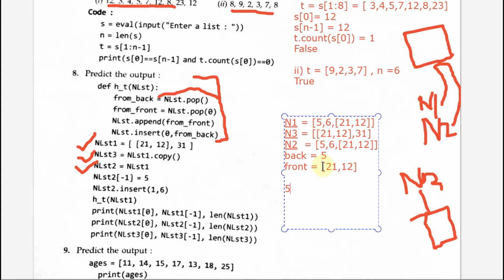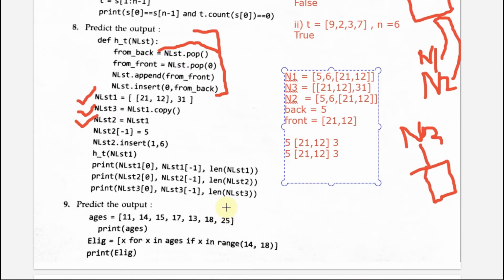5 will be printed, and with a space. A comma will not be there, because if a comma is there, you have to leave a space. NLST of -1 will be 21, 12. And again leaving a space, the length of the list 1 is going to be 3. Now the N2 list. N2 list will be having the same set of values, no change at all, 5, 21, 12, and then 3. And the third print statement, what is going to get printed?